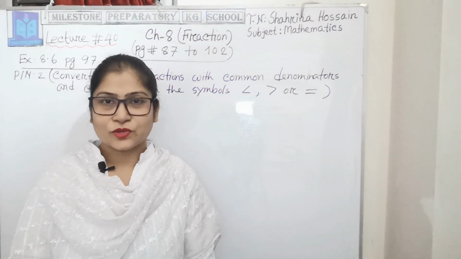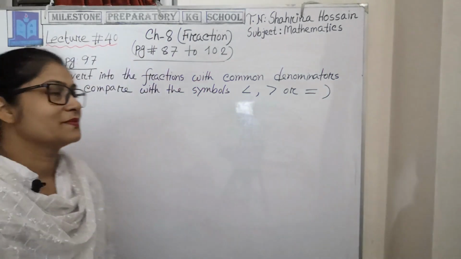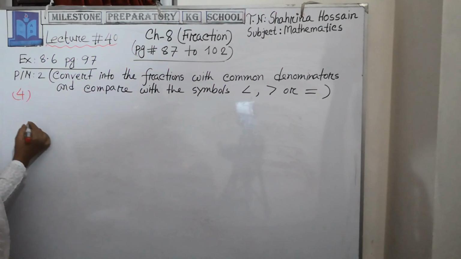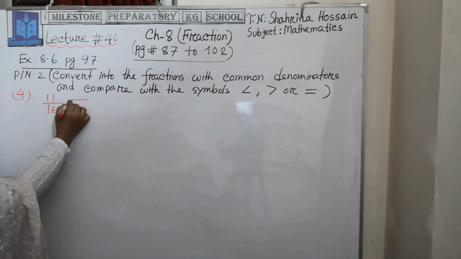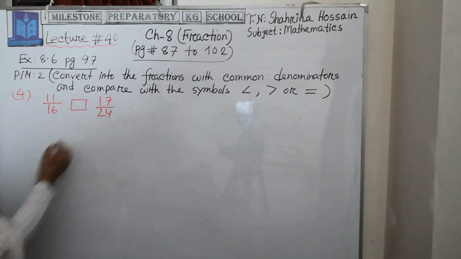Students, now I will do problem number 2. Let's come to the board. Problem number 2. Convert into fractions with common denominators and compare with the symbols smaller, greater or equal. So, number 4. 1 by 16, then blank box, 17 by 24.